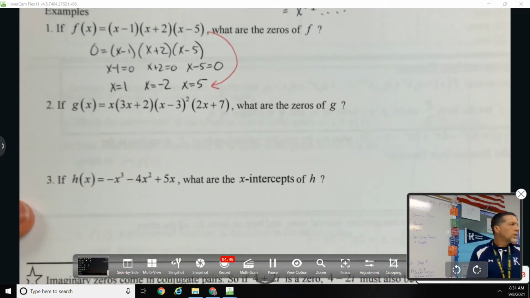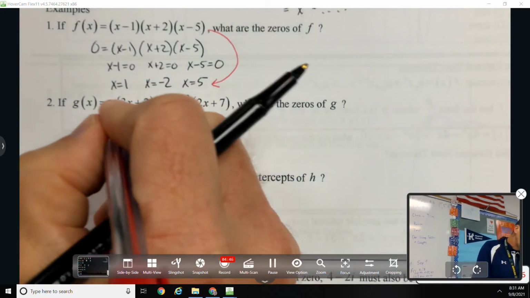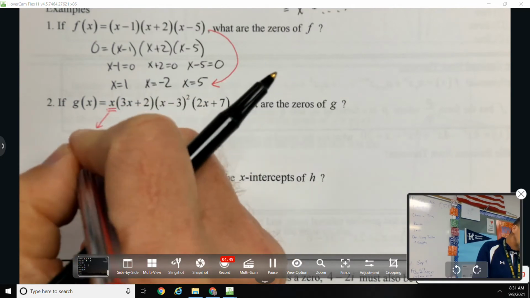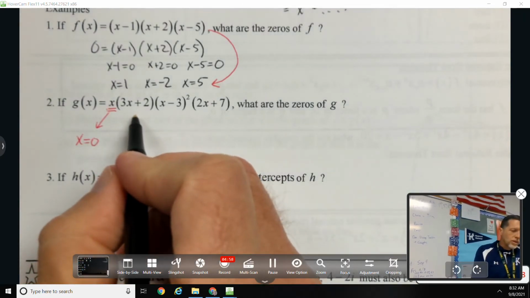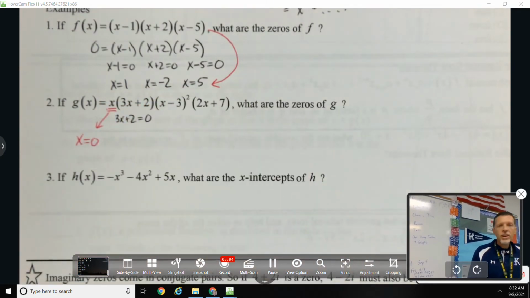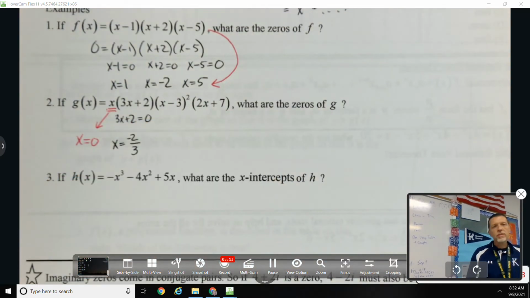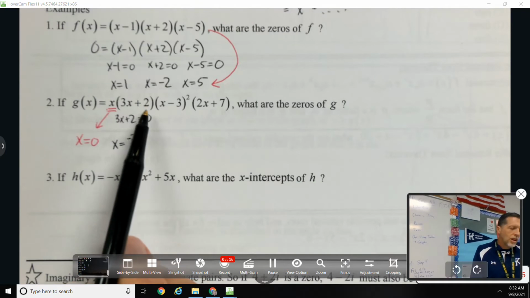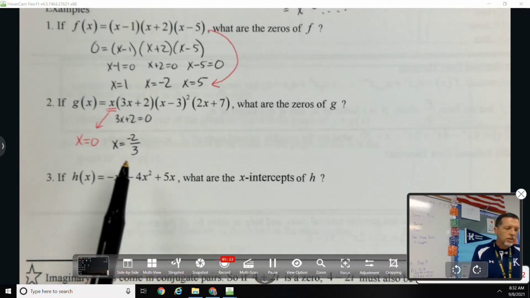All right, number 2, a little bit trickier. What are the zeros of g? What about this x out here by itself? It is a 0, so x equals 0 is one of the zeros. What about 3x plus 2? It's negative 2/3. So this is one where if you're not sure, take the time to show the extra step of setting it equal to 0. And then subtract the 2, divide by 3, negative 2/3. You don't have to show that, but here's where some people will show their work because they don't want to mess up the fraction or the sign. So set it equal to 0. Solve for x.